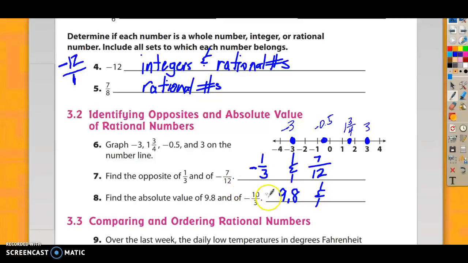How many spaces away from 0 is this? It is 10/3 spaces away from 0. It's not a negative because absolute values can never be negative because they're distances. So it's just 10/3. Okay, let's move down to the bottom of the page.